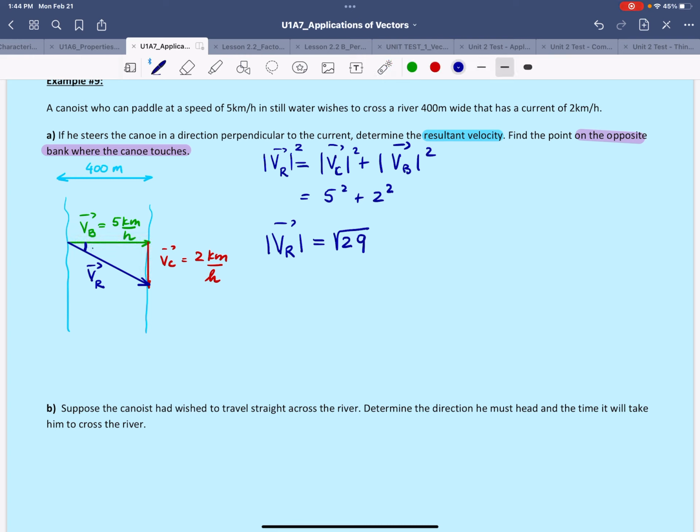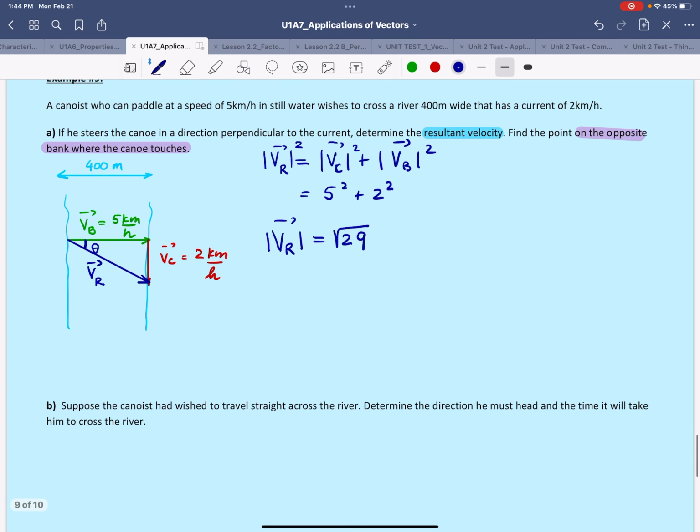Now, I'm going to call this the angle theta, and to find angle theta, I'm using the velocity of the current and the boat. Current is located opposite, boat or canoe adjacent, so the tan ratio will do the job in here. So we'll say tan theta equals 2/5, which will make angle theta equal to inverse tan of 2/5. Simply use the calculator to get the answer, and I used mine and I got 21.8 degrees.